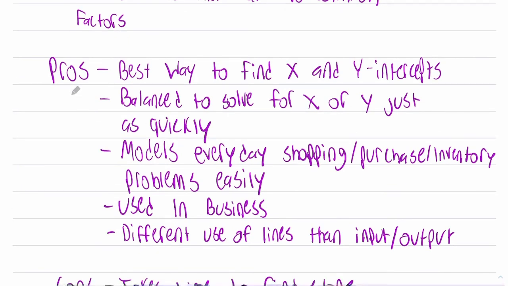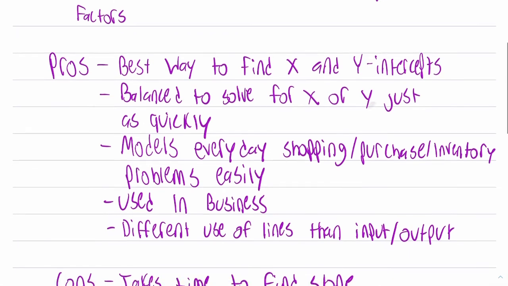Some of the things that are good about standard form are that the best way to find x and y intercepts comes from this form, because you just put 0 for one of them and solve for the other one, which I'll show you in an example in a bit. It is also balanced. If you wanted to solve it for x, that's just 2 steps away. If you wanted to solve it for y, that's only 2 steps away. It's equally balanced to solve for x or y.